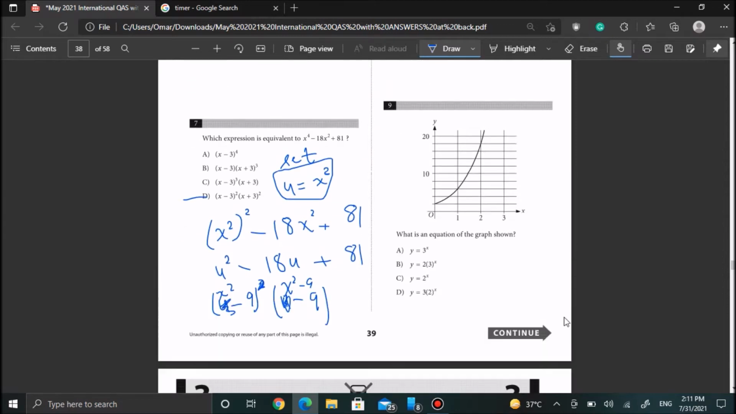Next, number 9. What is an equation of the graph shown? 2, 4, 6, 8, 10. So this graph is scaling by 2 in the y-axis. Good. The first thing you want to do here is look at the y-intercept. Put x equals 0. The graph tells us that when x equals 0, y has to be equal to 2. So A is wrong. And C is wrong as well, because both of these will give us 1. Now let's take a look at D. When we put x equals 0, D is going to be 3 times 1, which is 3, which is wrong, so the answer is B.